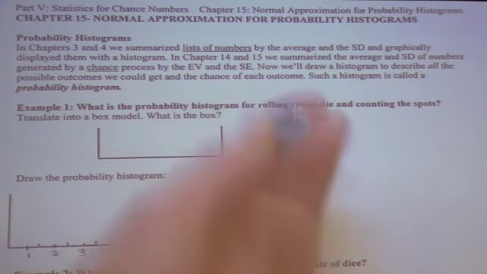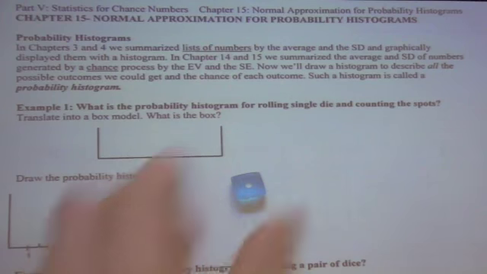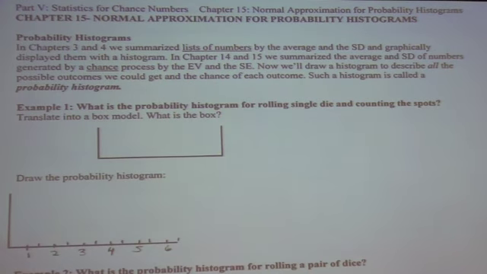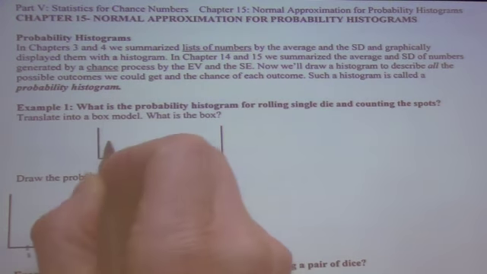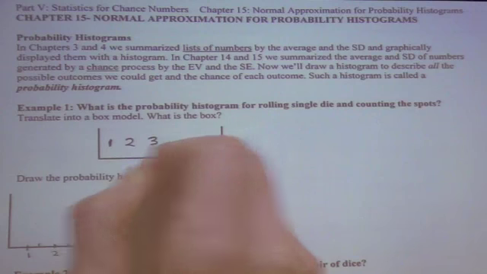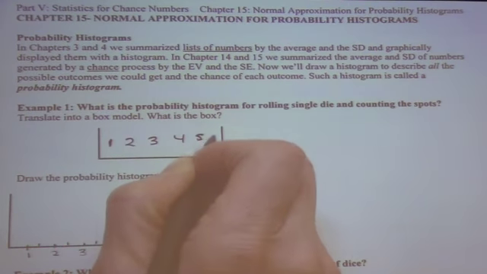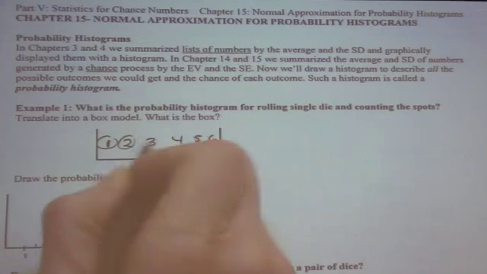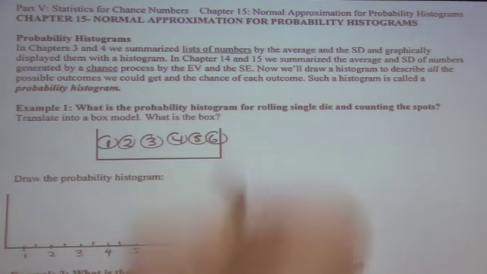All right, well first let's just translate it into a box model. So what do we have here? We have 6 tickets. 1, 2, 3, 4, 5, and 6. I'll make them circular tickets here.